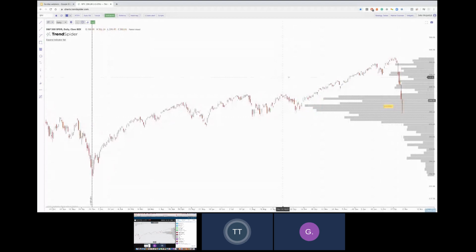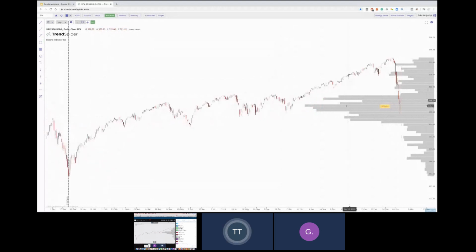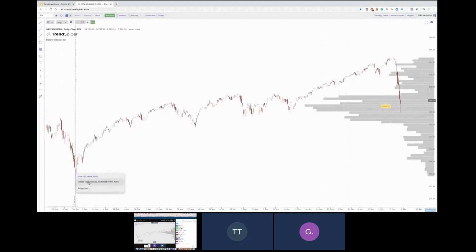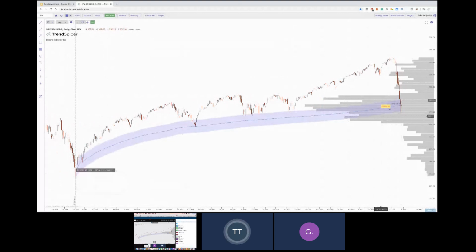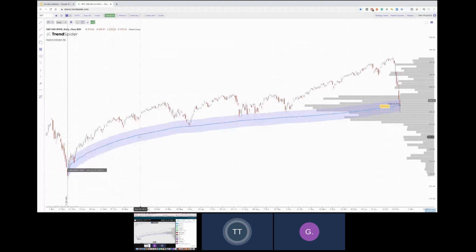So that's something to keep in mind with the anchored volume profile. Notice if we anchor the VWAP as well from here, you'll see we literally tested this exact area. So I really like to use the anchored VWAP and the anchored volume by price in conjunction with each other to look for this type of confluence.